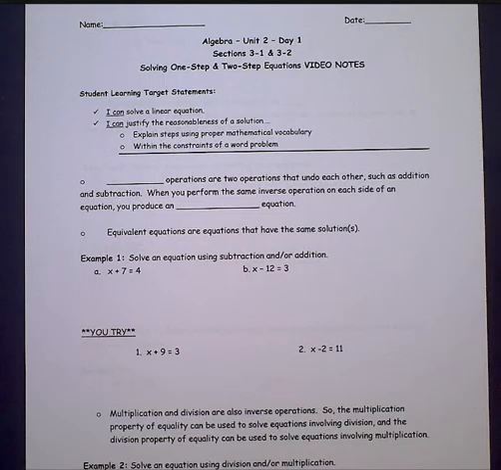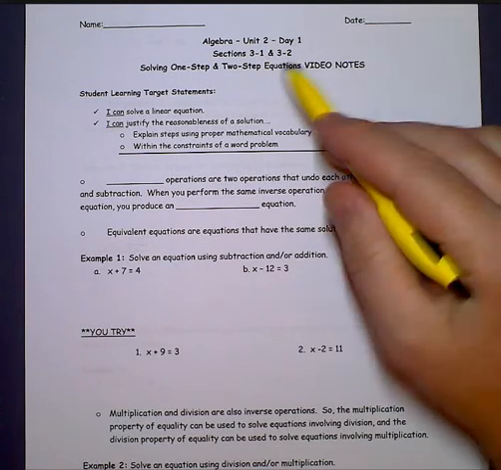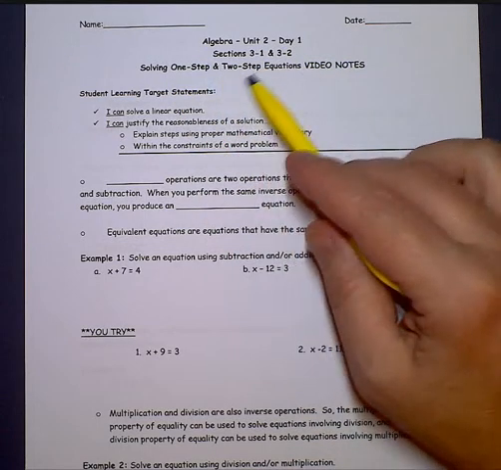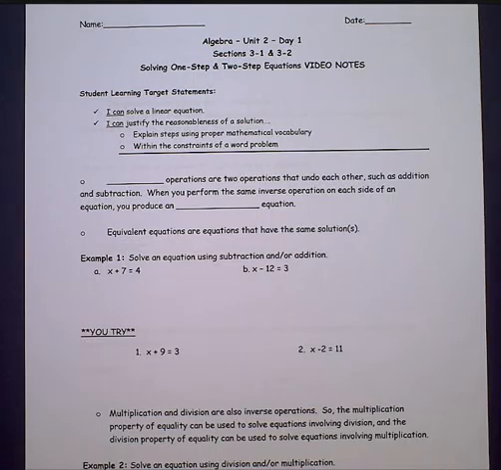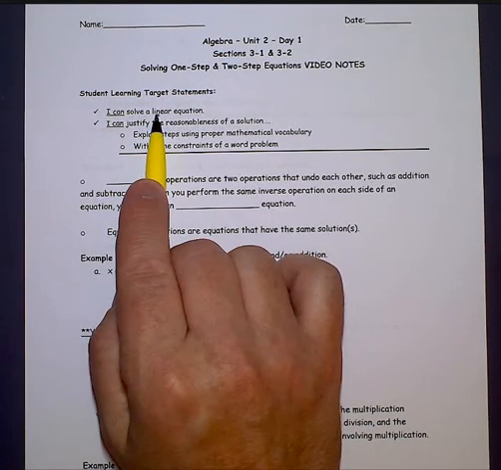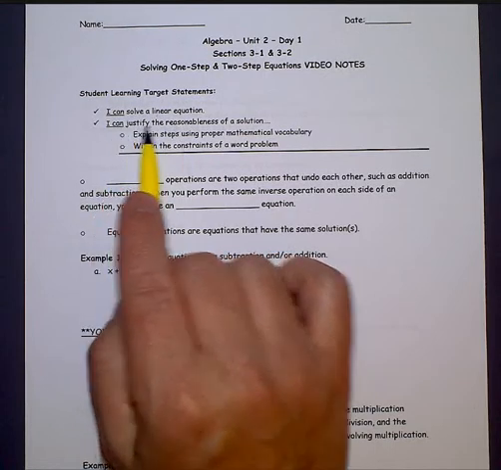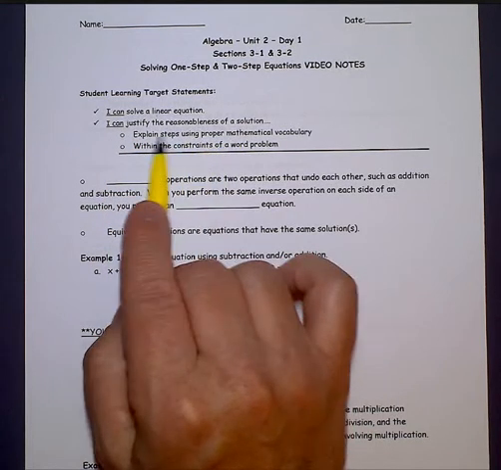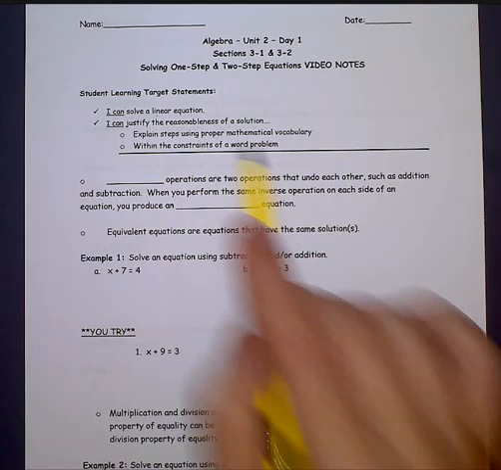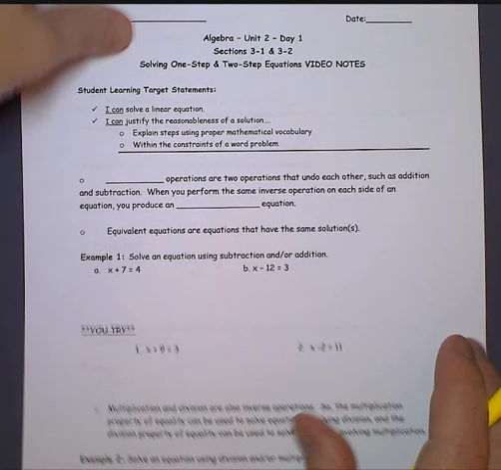Okay, hello. This is Unit 2, Day 1, Sections 3.1 and 3.2. We're solving one-step and two-step equations. So here's our video notes. Here's our learning targets. I can solve a linear equation. I can justify the reasonableness of a solution and explain the steps using proper mathematical vocabulary and within the constraints of the word problem. Okay, so let's get started.